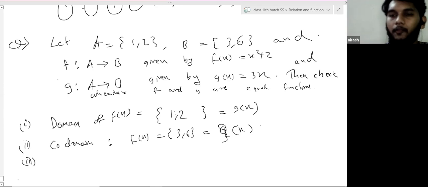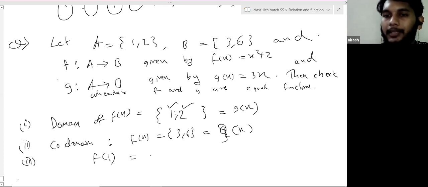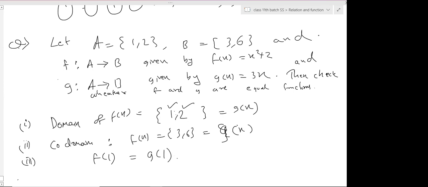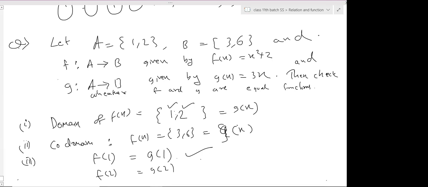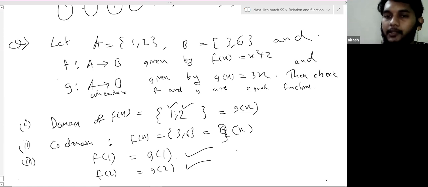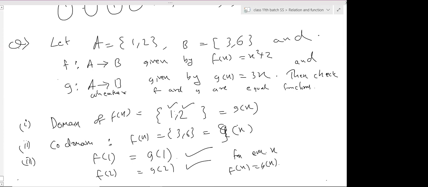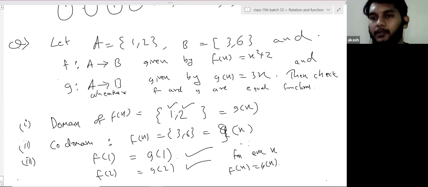What is the third condition? For every x in the domain, that means for every 1 and 2, if you find f of 1, you should get that this is equal to g of 1. Is this true or not? Yes, it is. Now f of 2, is it equal to g of 2? Yes, sir. So for every x, f of x is equal to g of x, right? So these are two equal functions.